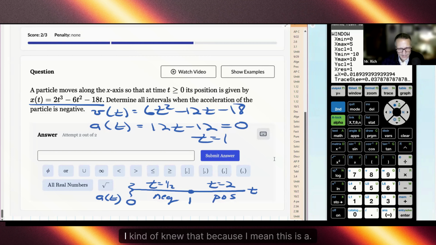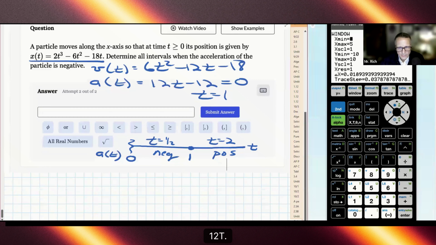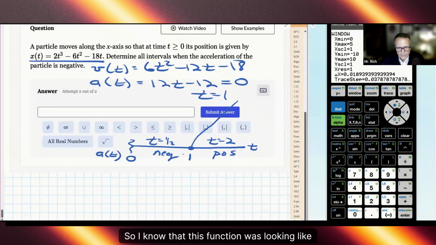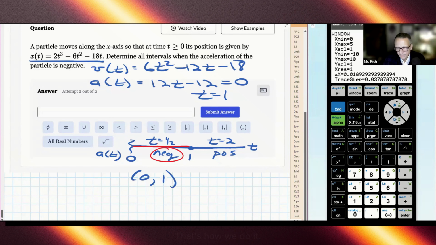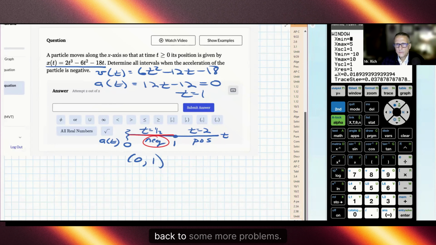Now, I kind of knew that because the acceleration is a linear function, and it has a positive slope, 12t. So I know that this function was looking like this. Yeah, it's going to be negative over here. It's going to be positive over here. But anyways, that's it. So the answer is, when is it negative? It would be on the interval from 0 to 1 right here. That's where the acceleration is negative. That's how we do it. All right, back to some more problems.